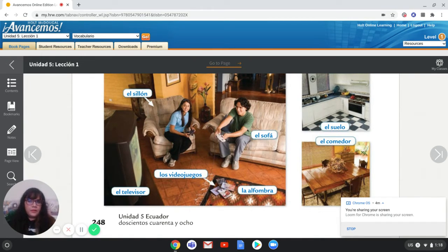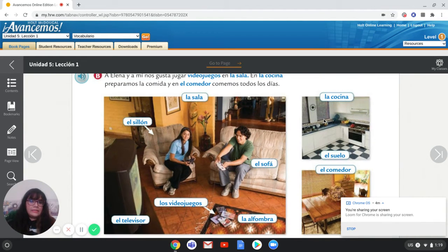Difference between rugs and carpets, if you guys don't know: carpet is the kind that's wall to wall, as in it covers a large area. In this case, la alfombra is like an area rug. So that is not a carpeta, not a carpet, it's an alfombra. It's a small rug, in this case like a living room rug.